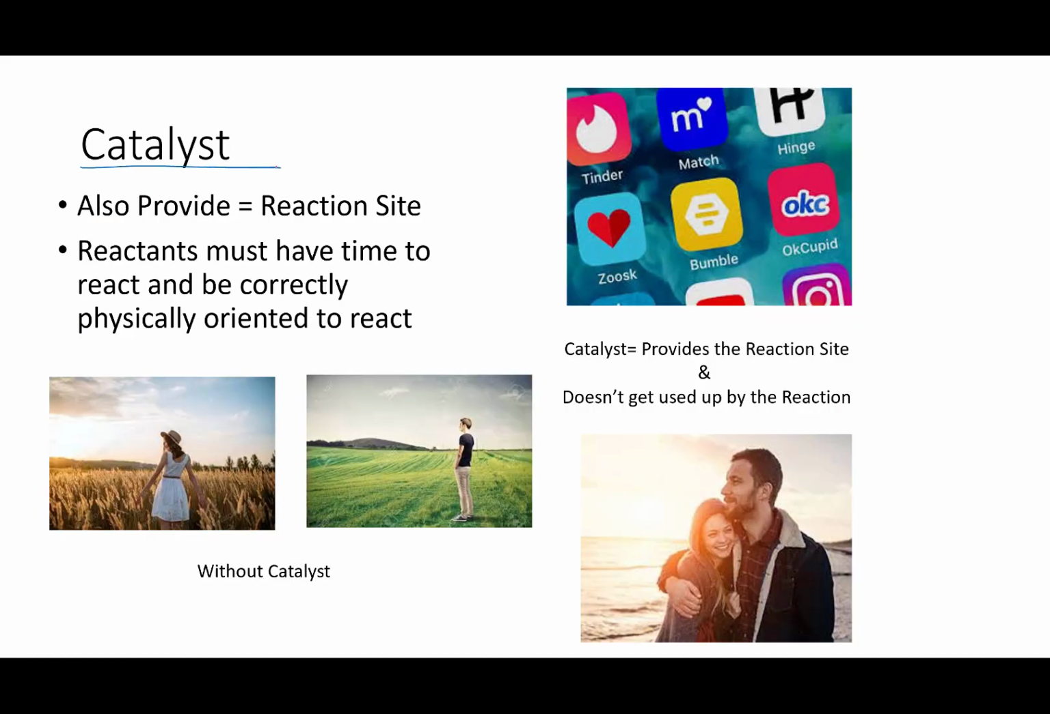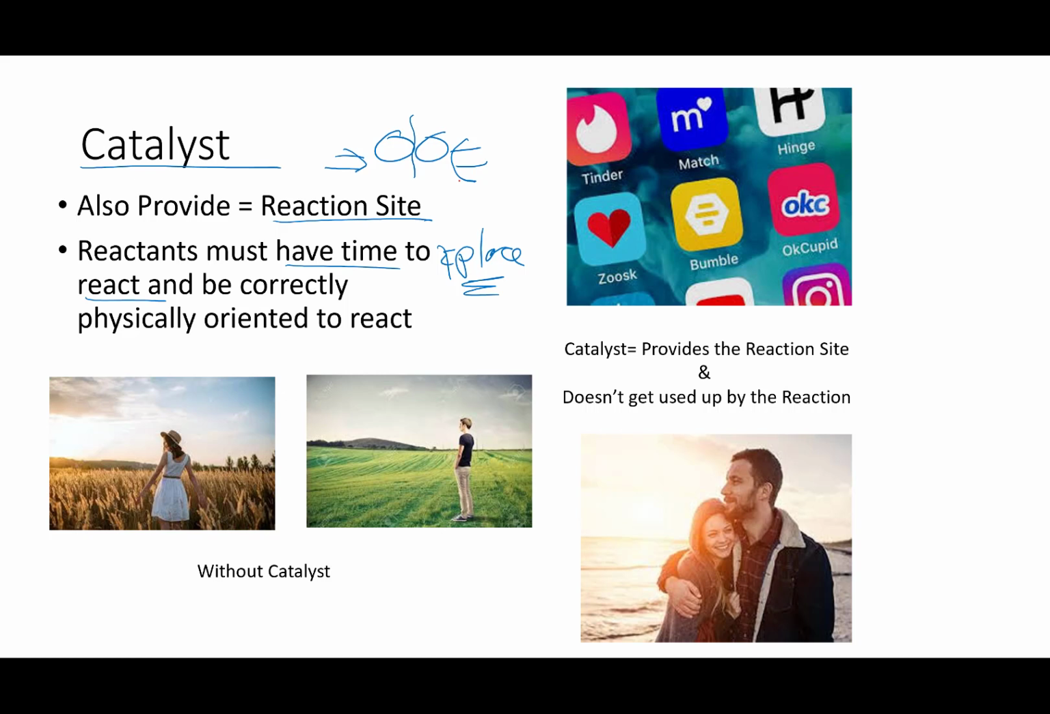Another thing a catalyst does is it provides a reaction site. Sometimes reactants just have to have time and place to react. And a catalyst can actually make those chemicals sit next to each other and push them together to make them react. If there's not a place for that reaction to occur, sometimes the chemical reaction will not occur.